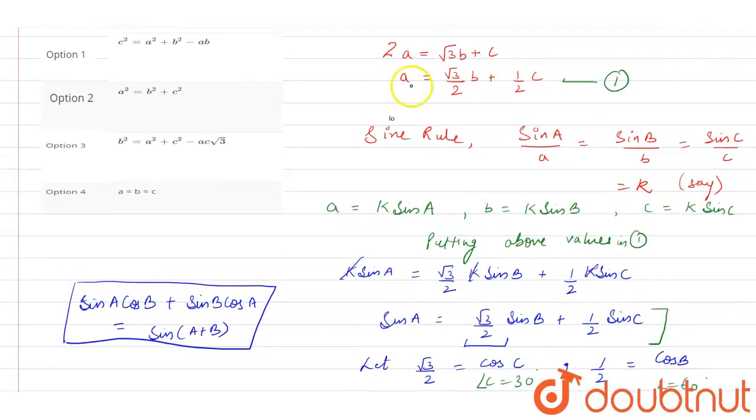So we have option 2 as the correct option, which says a square is equal to b square plus c square.